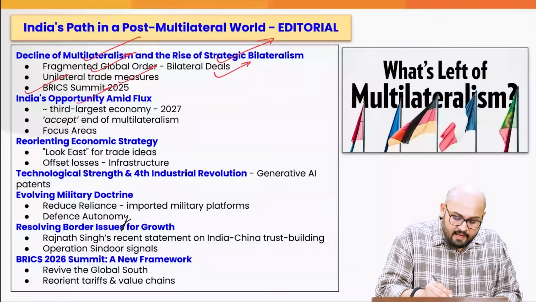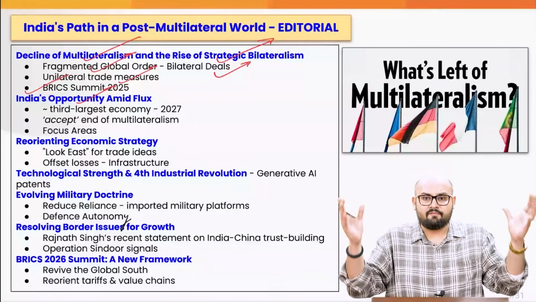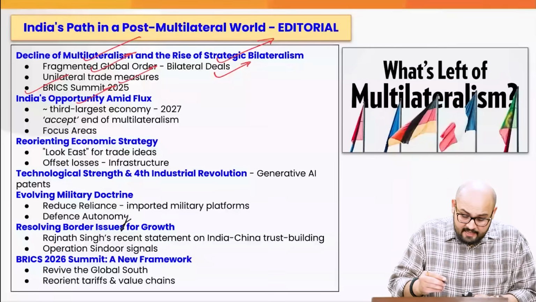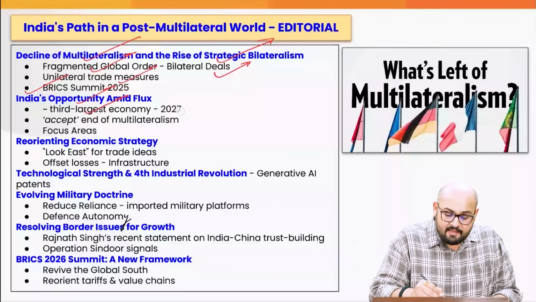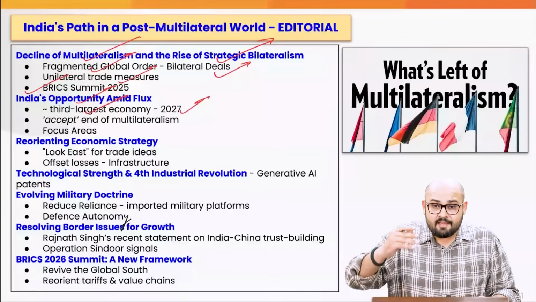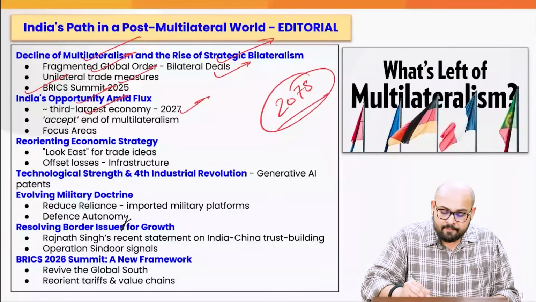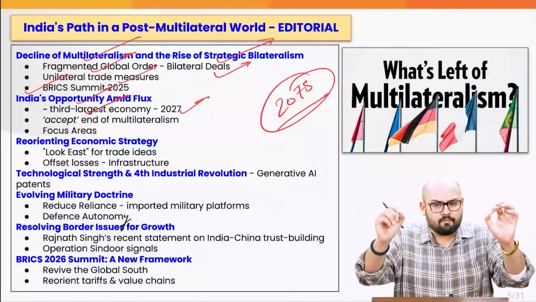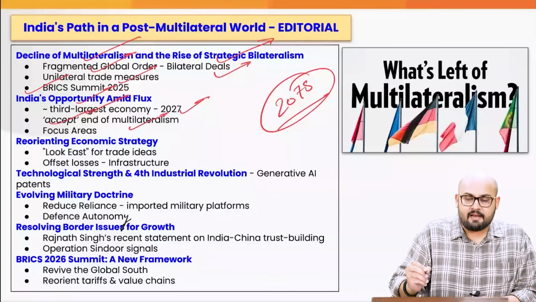Next, in this particular scenario, what opportunity does India have? In this particular flux, what opportunity does India have? What the author says is that India has the potential to emerge as the third largest economy by the year 2027. And it can also surpass the US economy by the year 2075. Therefore, there is a huge potential. There is a silver lining, and India should work upon that. India should accept the end of multilateralism.